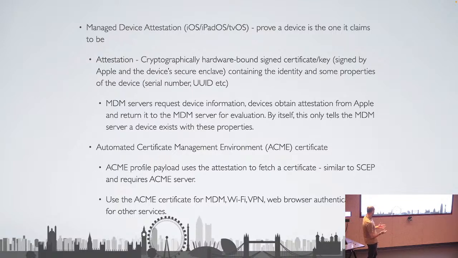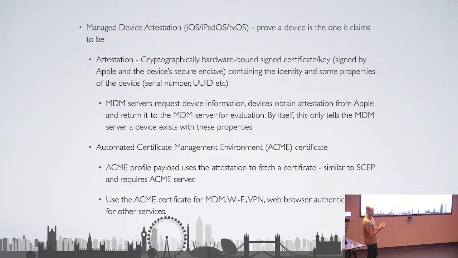So the second part of it is this ACME certificate, or the Automated Certificate Management Environment, and that's implemented through a profile payload. It's really similar to SCEP certificates. How many of you have done SCEP, ADCS, that kind of thing, where your devices request a certificate from a CA, and they can use that to authenticate to services? It's the same kind of thing, but you would spin up an ACME CA server now, and the MDM would produce a profile payload. So you could get the device to use its device attestation to then go and get the certificate from the ACME server.